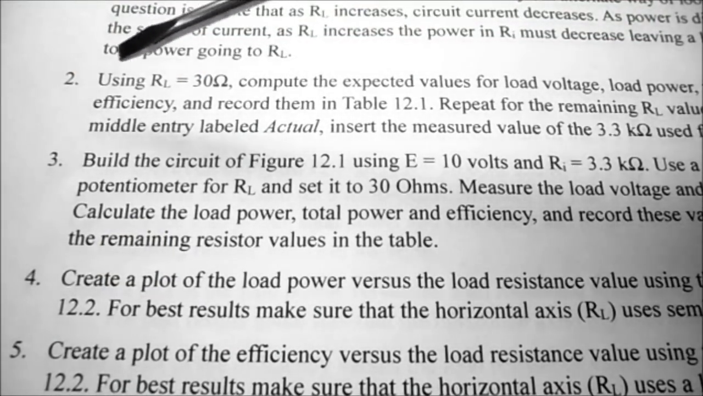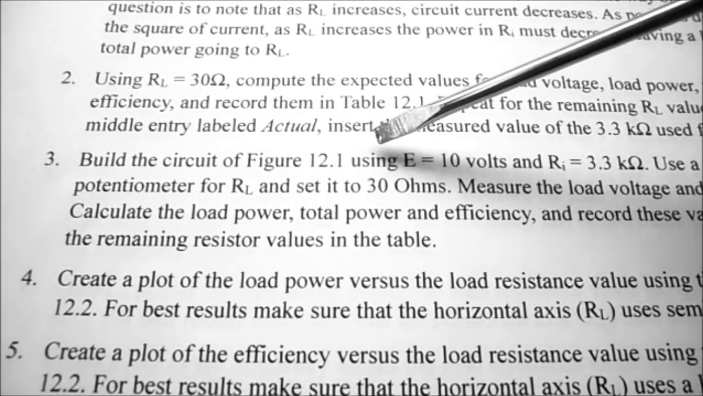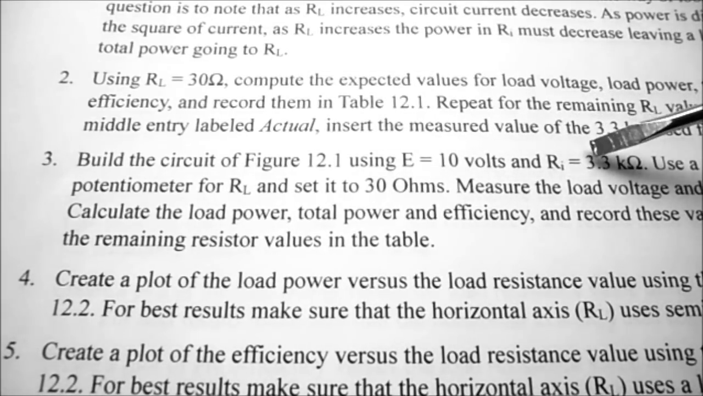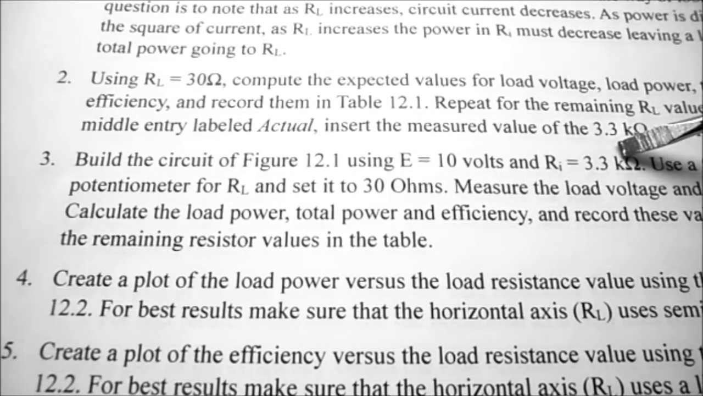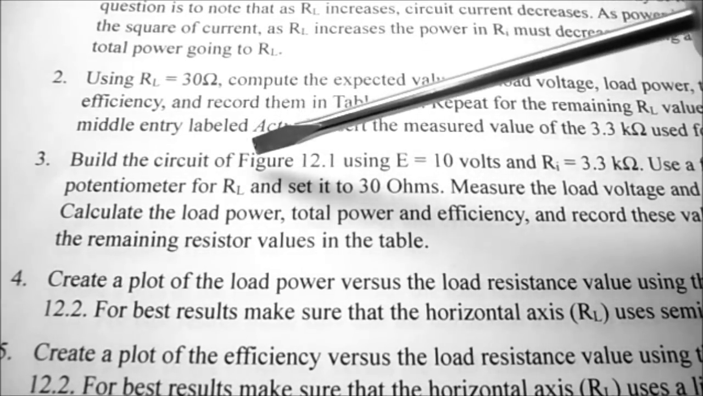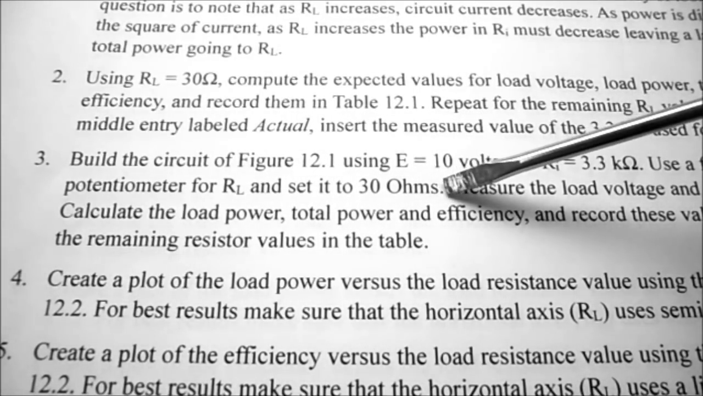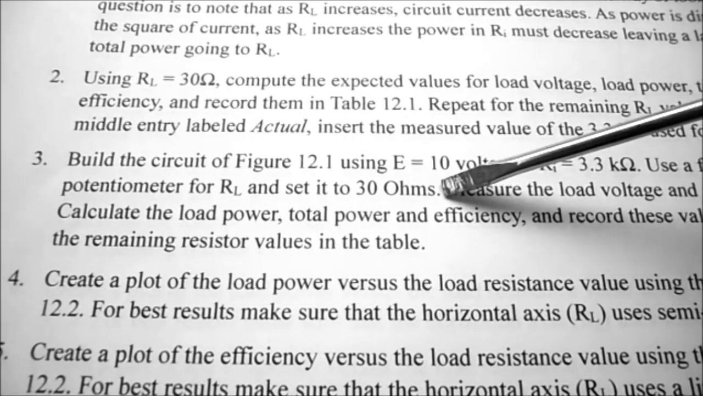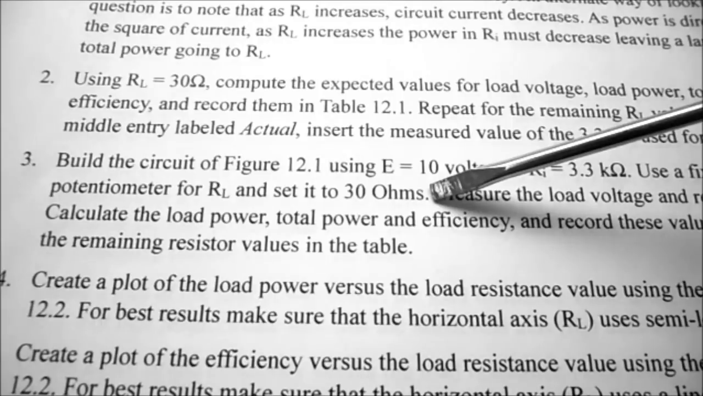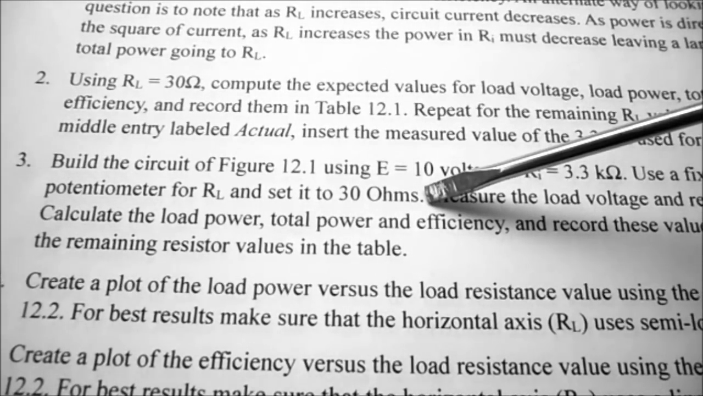Now under procedure, step number 3, we're to build the circuit of figure 12.1 using E of 10 volts, RI of 3.3 K. Now it says use a fixed resistor or potentiometer for RL and set it to 30 ohms. We've used potentiometers before. Remember, we're going to use either A or B and the wiper arm. So we're not going to go from end to end because that's the total 100K ohms.